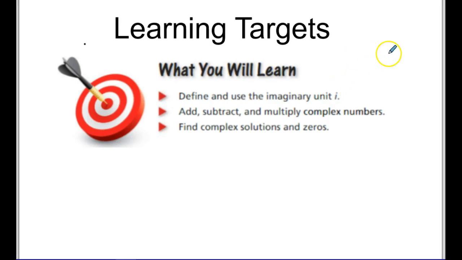We've been dealing with only real numbers so far, but now we're going to throw in some imaginary numbers, and that's what we denote with this i. Then we're going to add, subtract, and multiply those complex numbers, because we have to be able to use them. And then we're going to find some complex solutions. So again, we're looking at our quadratics and finding solutions and zeros. We've been looking at real solutions. Now we're going to be looking at those complex solutions.